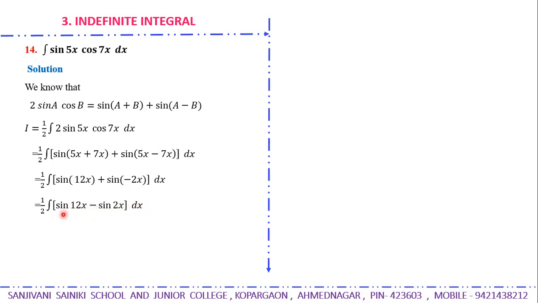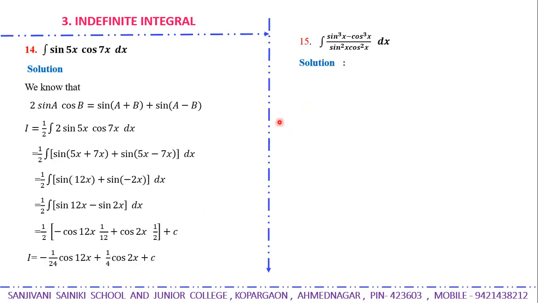So what is the integral of sin 12x? It is minus cos 12x upon 12, and integration of sin 2x is minus cos 2x upon 2. So minus minus becomes plus. Then simplify, take this 1 upon 2 to each of these terms. 1 upon 12 into 1 upon 2 is 1 upon 24. So minus 1 upon 24 cos 12x plus 1 upon 4 times cos 2x plus c.